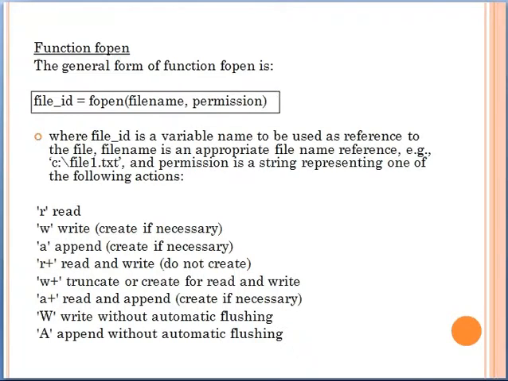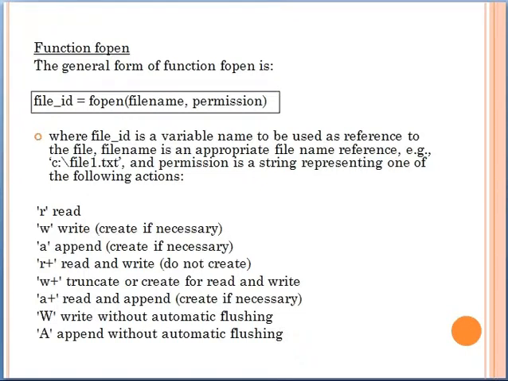Okay, here is an example of the function fopen. The general form of this function is fileID = fopen(filename, permission). Here fileID is a variable name to be used as a reference to the file. The filename is an appropriate file name, for example C:\file1.txt, and the permission is a string representing one of the following actions.